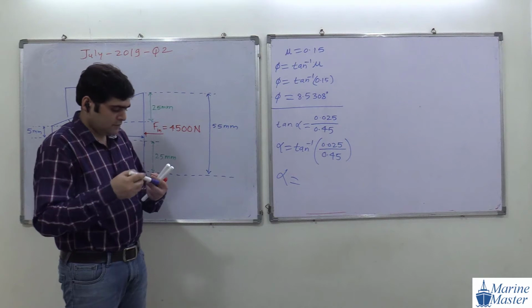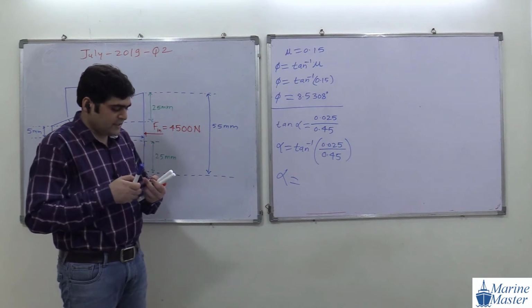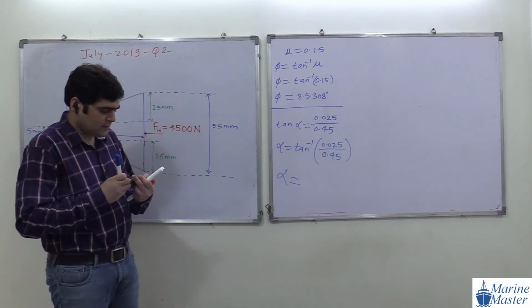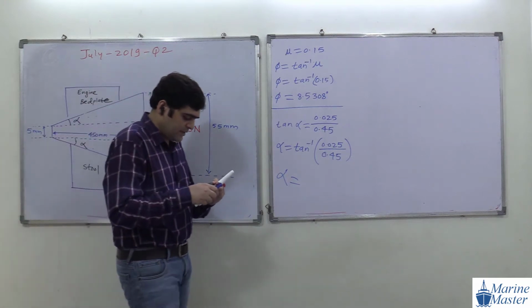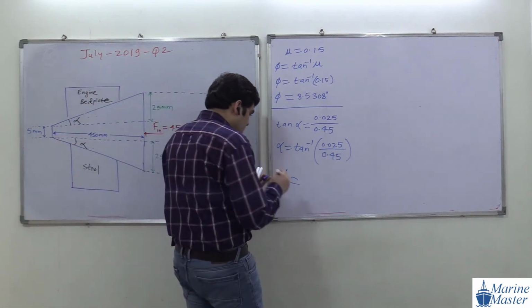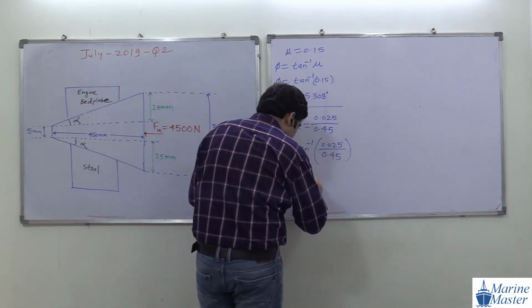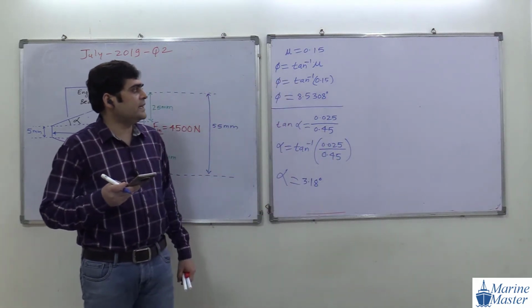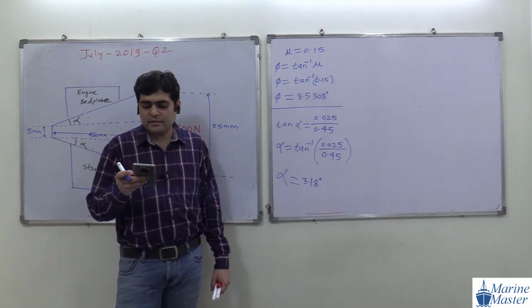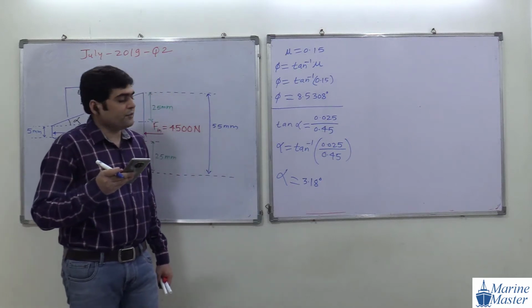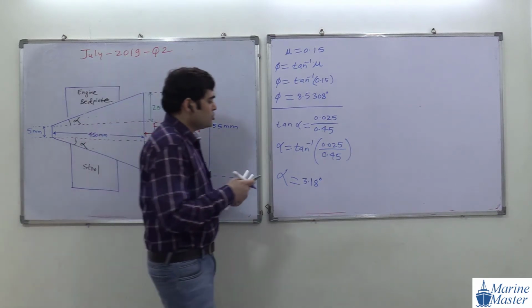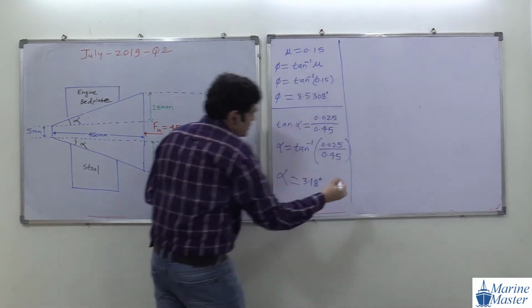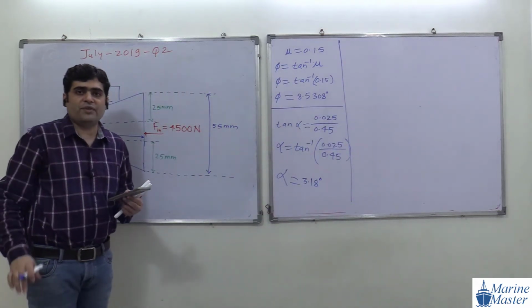Three point 3.179. What, guys? 3.1798. So can I take 3.18 degree? Can I take like this? 3.18 degree. Is it okay, guys? Okay, is it okay? So we got phi and alpha for this question. What we got, guys? We got phi and alpha.